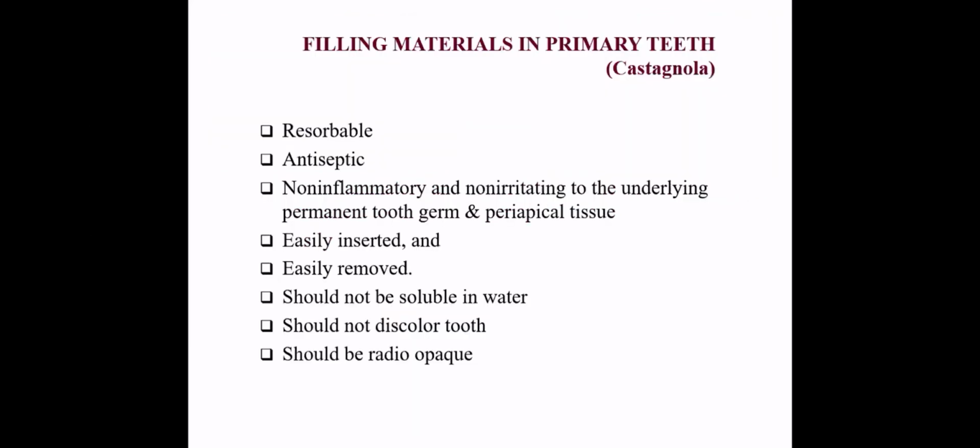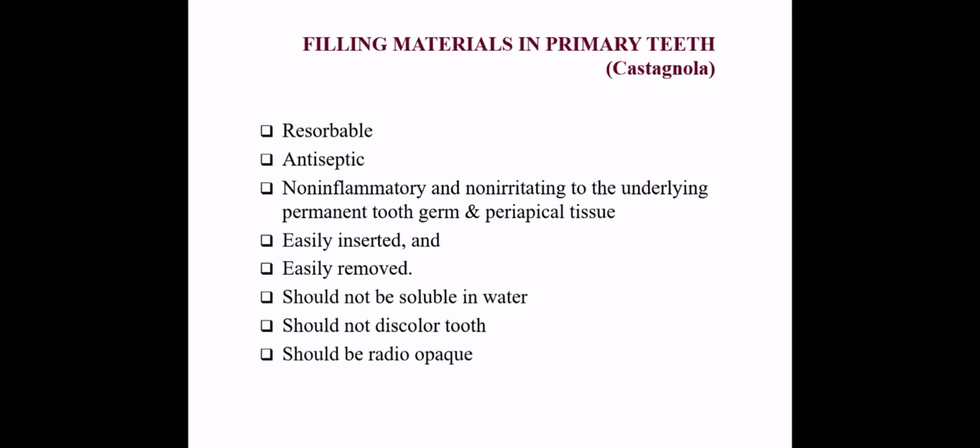Now, is there any specification of obturating materials in primary tooth? Last time, I think one question was asked: obturating materials for primary tooth. Okay, so it's not the same as the obturating material that you use in endodontics. So the main ideal requirements of the filling materials of the primary tooth are as follows: it should be resorbable. Main thing is, a succedaneous tooth is coming. Okay, the succedaneous tooth is erupting, so it should resorb by itself.